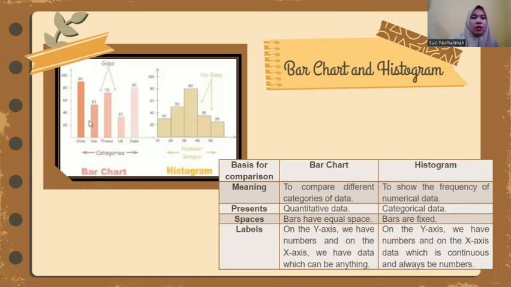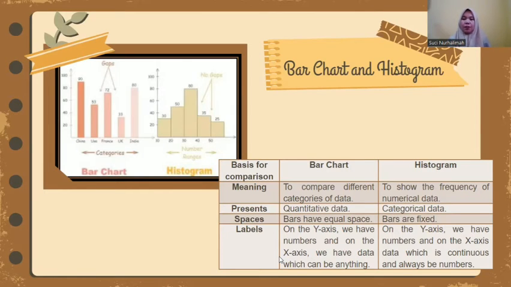Can you see that picture, guys? On the left side is a bar chart and on the right side is a histogram. In the bar chart, the bars have equal space. The bars do not touch each other, therefore there is space between the bars. While in a histogram, the bars are fixed. The bars touch each other, with no space between the bars.